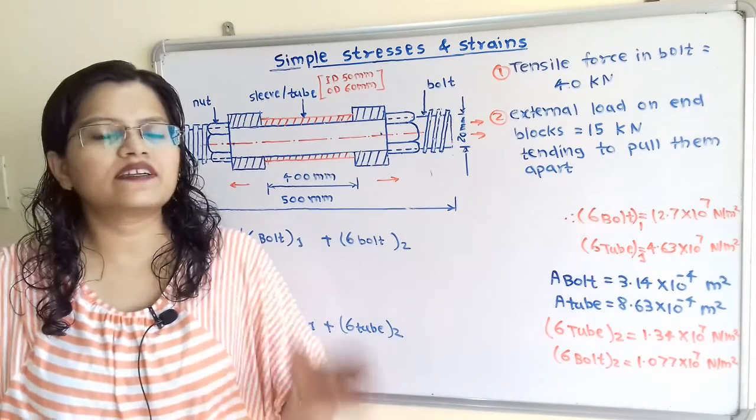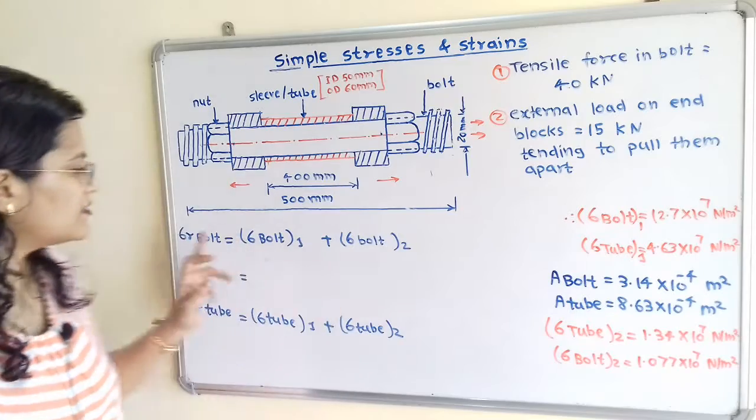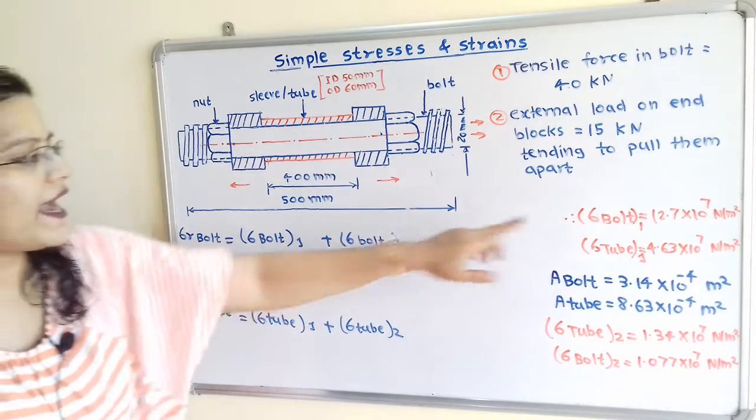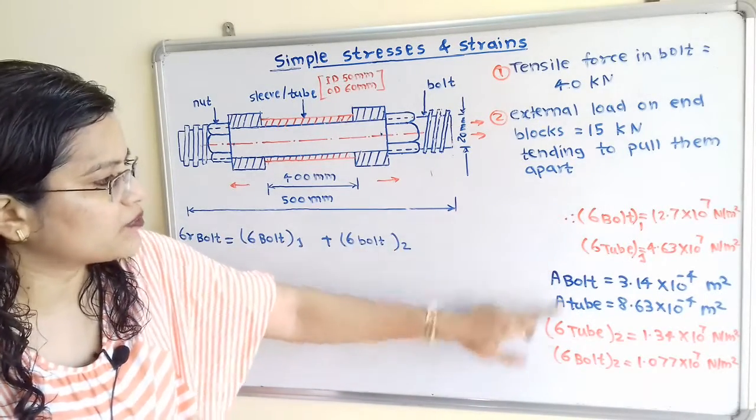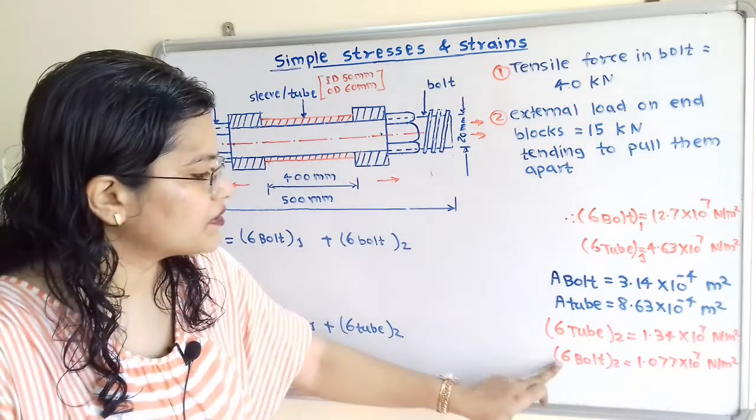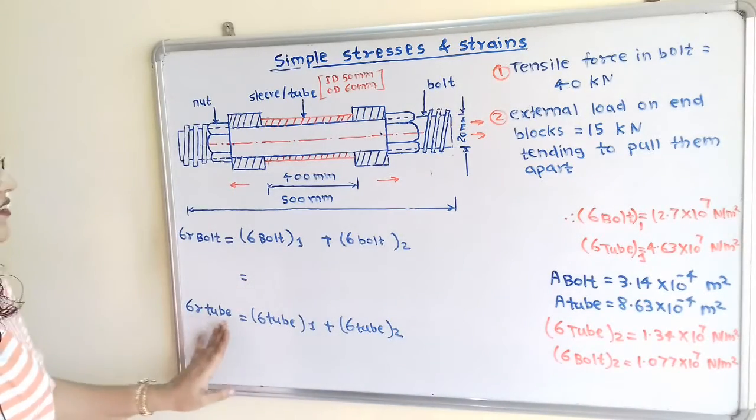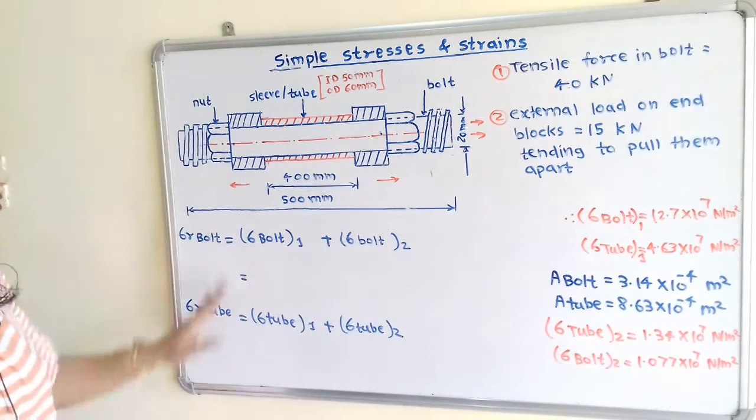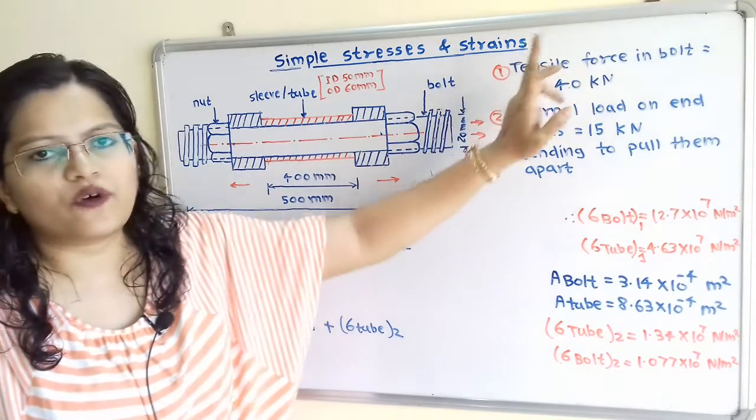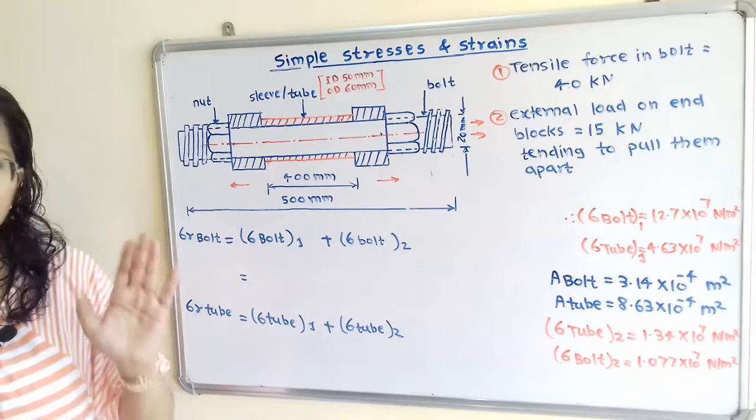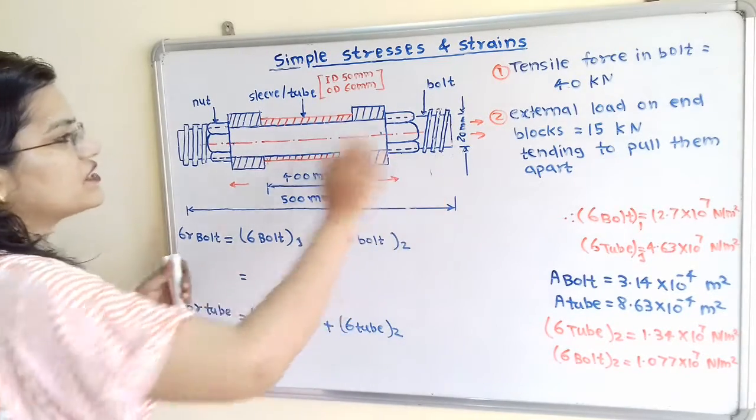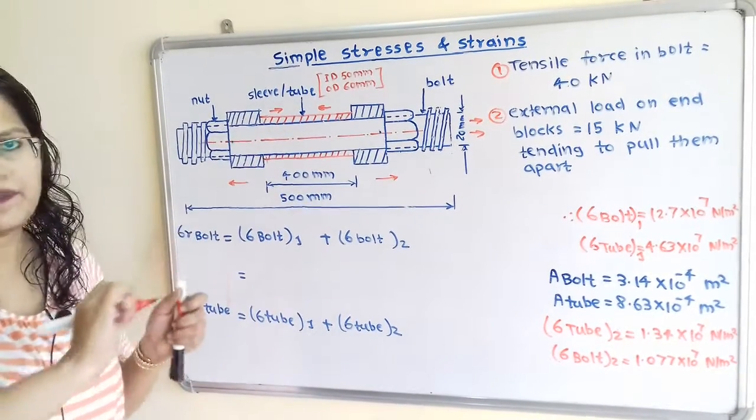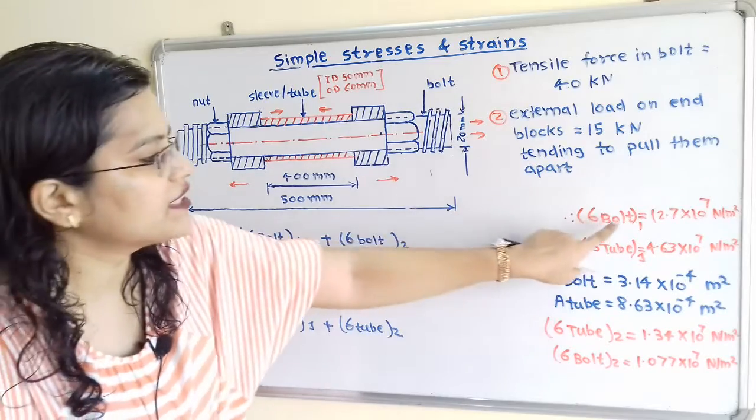Now we have to calculate resultant stress. So resultant stress in the bolt, that means we have to add these two values of the stress in the bolt, that is sigma bolt 1 plus sigma bolt 2. Then resultant stress in the tube is equal to sigma tube 1 plus sigma tube 2. Now if we observe in the first type of force, tensile force in the bolt is acting. So when the tensile force in the bolt is acting, that time compressive force in the tube is acting. So stress developed in the bolt is tensile.